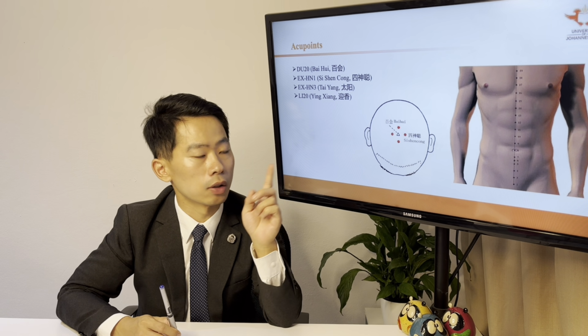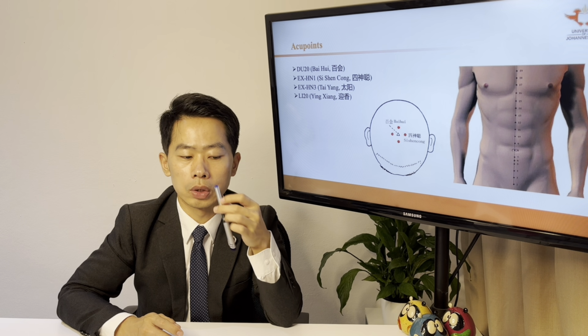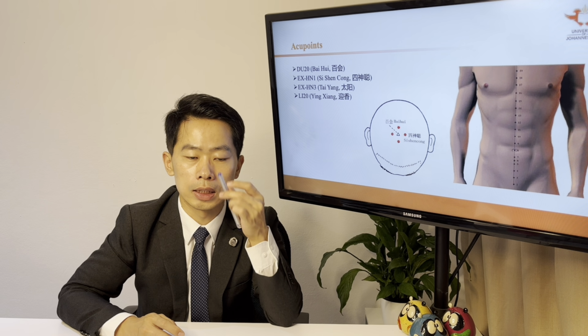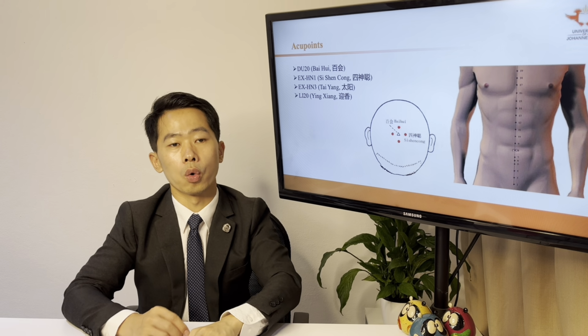For the needle technique for 迎香, you can needle from 迎香 to upper 迎香. So you actually go through here all the way up. You can use a 1 cun needle, and then the insertion can be half a cun, and this is horizontal.